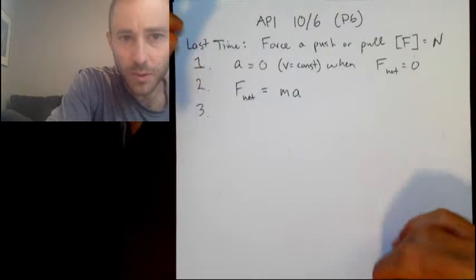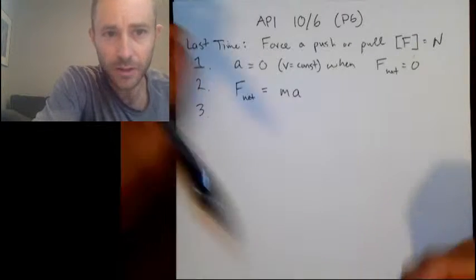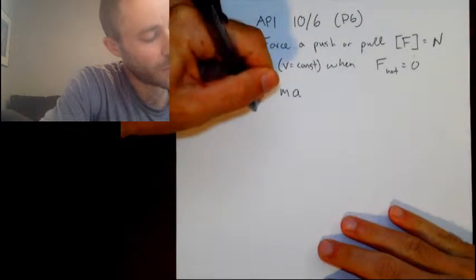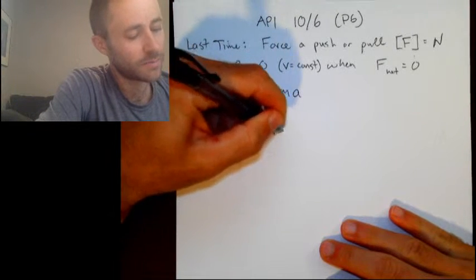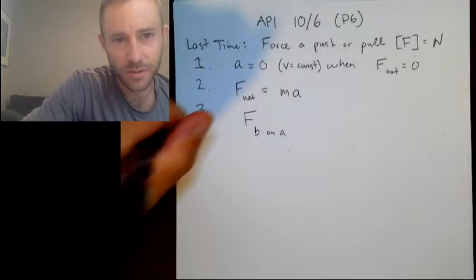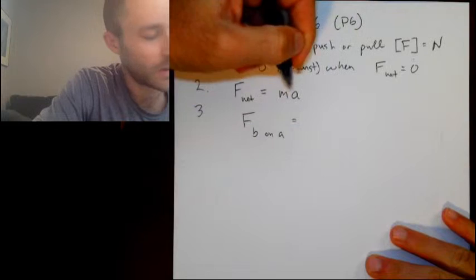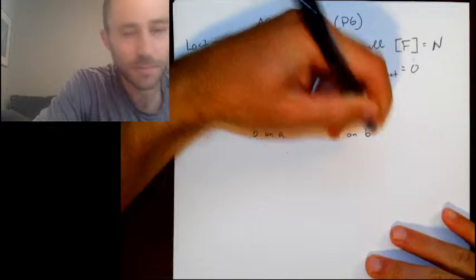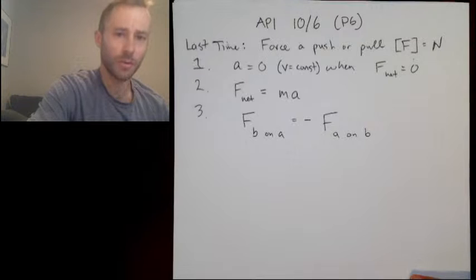And then the third law of motion says for every action, there's an equal and opposite reaction. And so the mathematical statement of that is that the force that Bob exerts on Alice, and Bob and Alice, I'm just saying that because it's just two objects, the force that object B exerts on object A is equal to minus the force that Alice exerts on Bob. So these are equal and opposite. So that is what we learned last time.